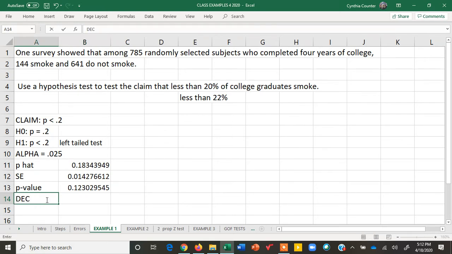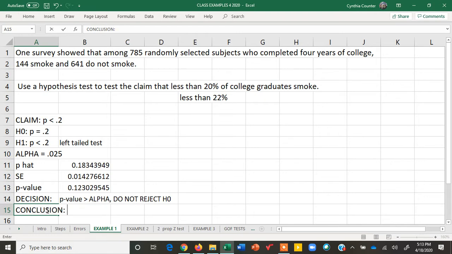So for our decision, using our decision rule, we have p-value is greater than alpha. So we are going to not reject the null hypothesis. All right, we do not reject. It's not the same thing completely as support. It's kind of a weak support. We can't say it's not, so we kind of support it, but it's weak. So our decision, do not reject the null hypothesis.